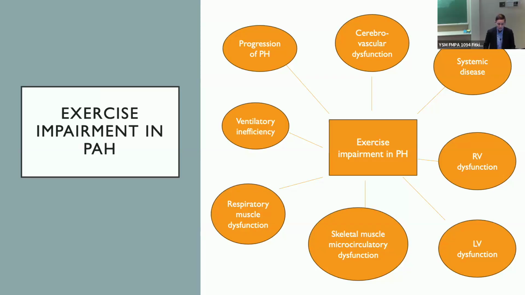So what happens in PH to contribute to exercise impairment? It's likely not due to a single defect, but reflects multiple interacting mechanisms. Maybe the right ventricle is central, struggling to adapt to rising afterload, but we also see contributions from abnormal left-sided filling, impaired skeletal muscle perfusion, ventilatory inefficiencies, and comorbid systemic diseases. And these overlapping abnormalities together explain the profound exercise limitations in pulmonary hypertension. And in the next section, we'll start to dissect these mechanisms.